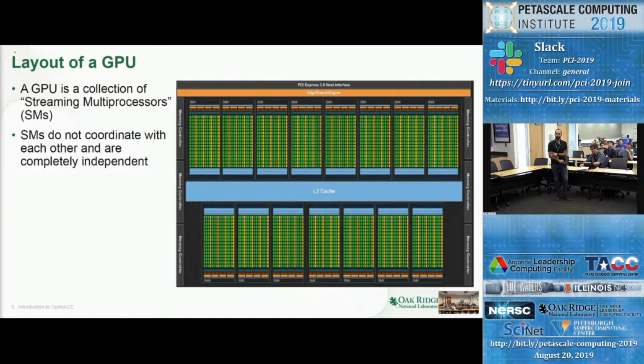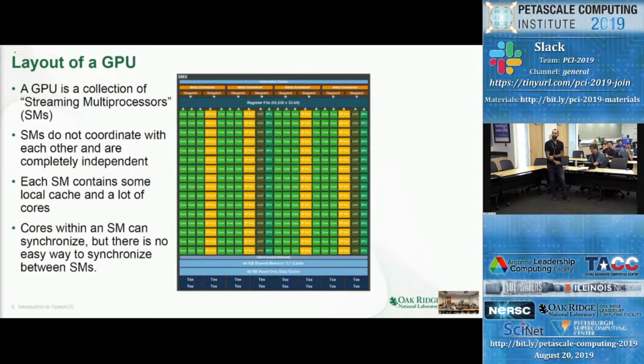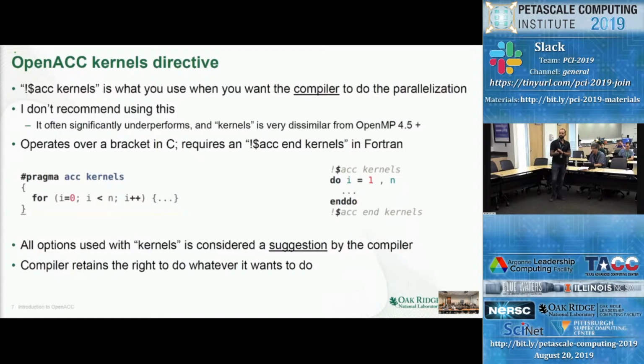There's a lot of thread switching and latency hiding. The one thing to keep in mind is each of these streaming multiprocessors, you can coordinate within one, but you can't really coordinate between them, and that's how you scale to a large number of SMs on the GPU. If you look inside one of these, what you'll see is a bunch of single precision cores, half precision cores, and special floating point units and cache. So this is what you're mapping your loops to.